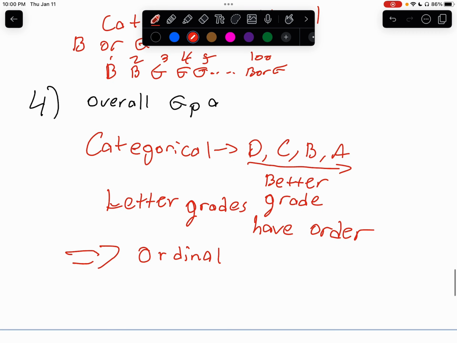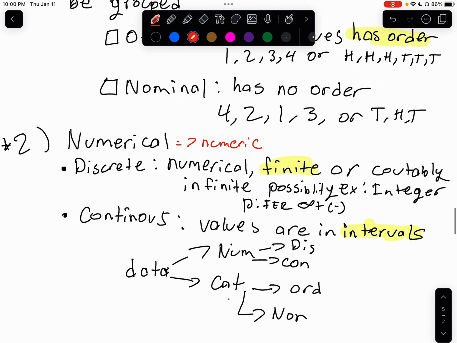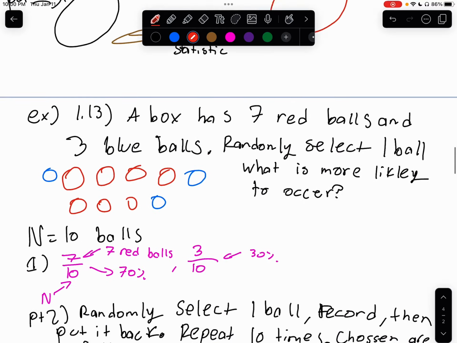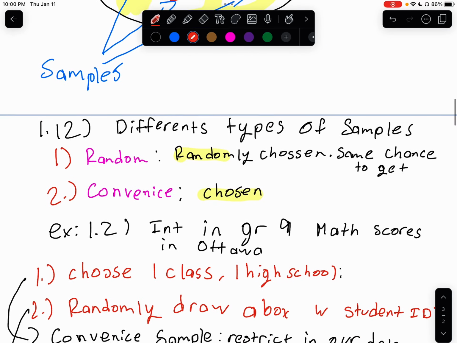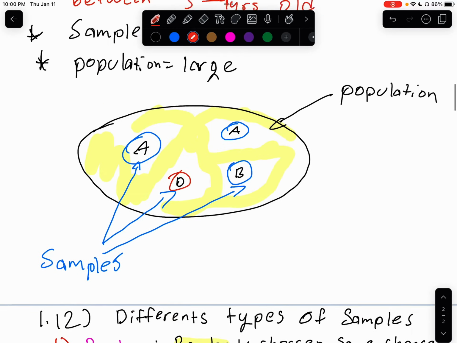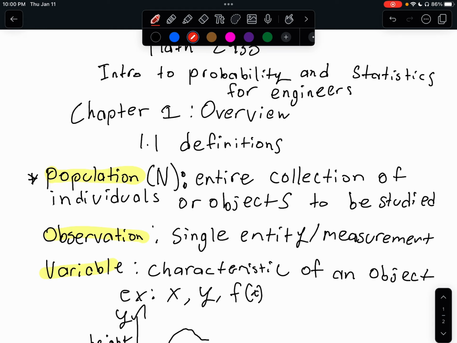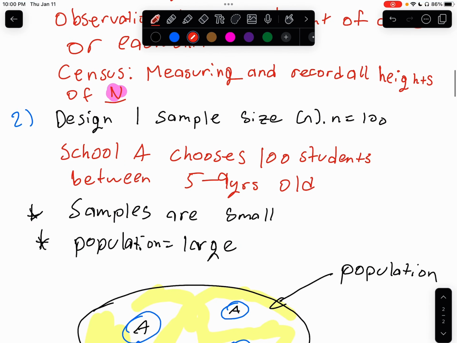So thank you for watching this video today. I hope you guys enjoyed it. So what we reviewed: our types of data, our different types of sample data, and we defined definitions containing population, observation, sample, and vice versa.